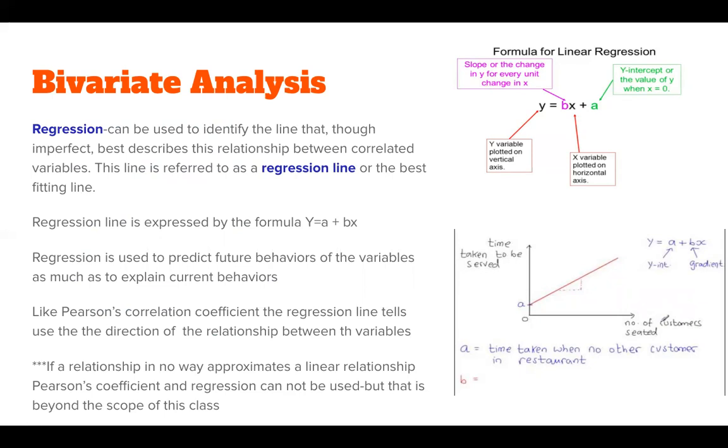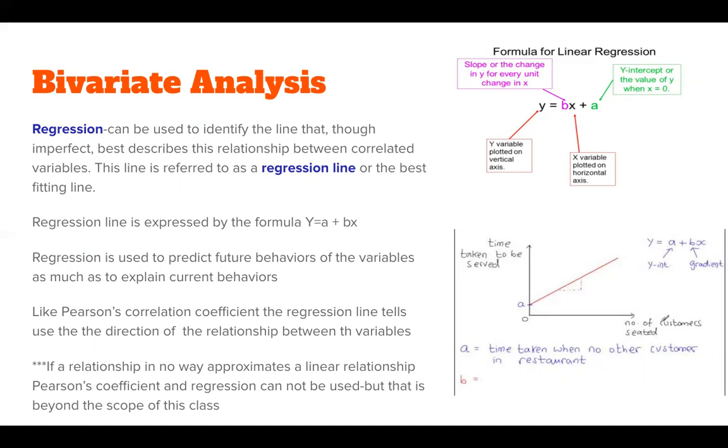And the regression line is expressed by the formula y equals a plus bx, where your a is the y-intercept, the value of y when x is 0. Your b is your slope, right? The change in y for every unit change in x. And then x is the individual data points that you then plot. And you use this equation, and that gives you your y, which would be where your data point should fall in terms of the y-axis, the vertical axis.